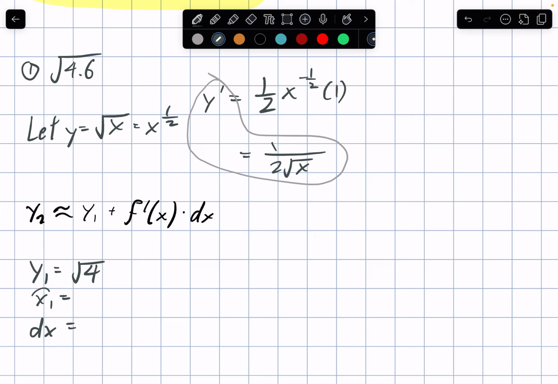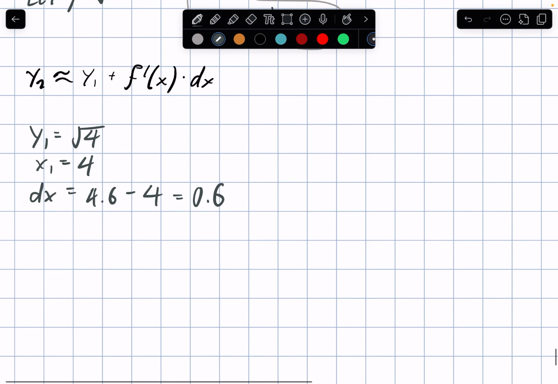If that is our y1, our x1 is whatever is inside. So it's 4. And our dx, it's basically what you have in the actual given. So 4.6 minus the chosen value that is close to it. Therefore, you have 0.6 as your dx. Now, you substitute.